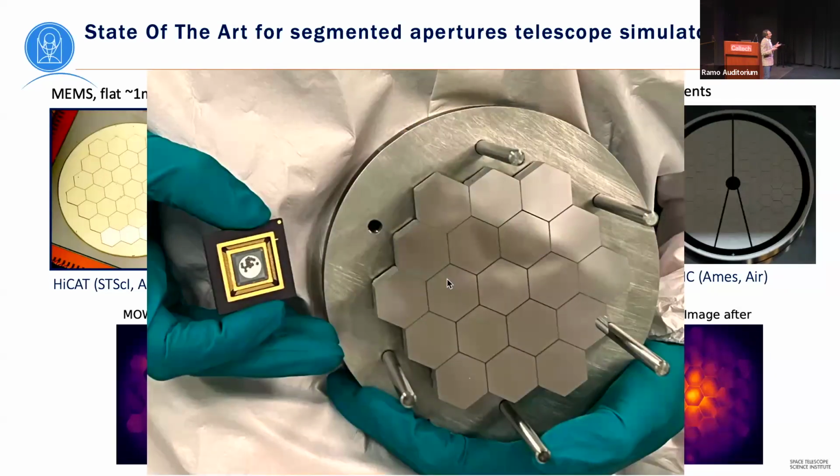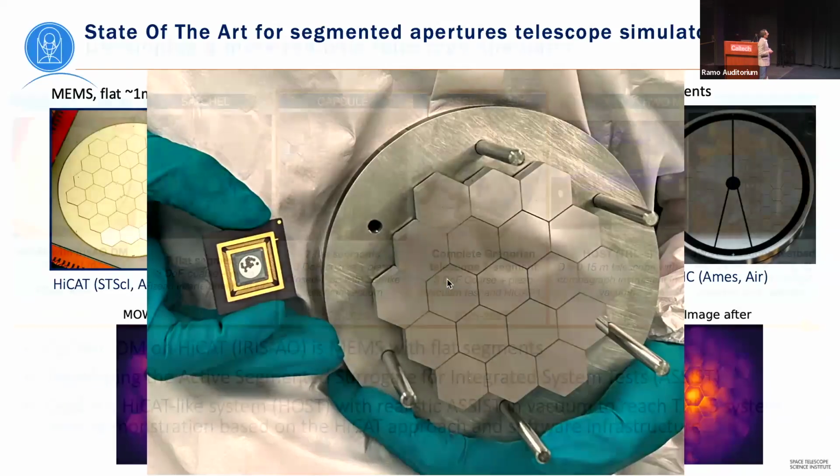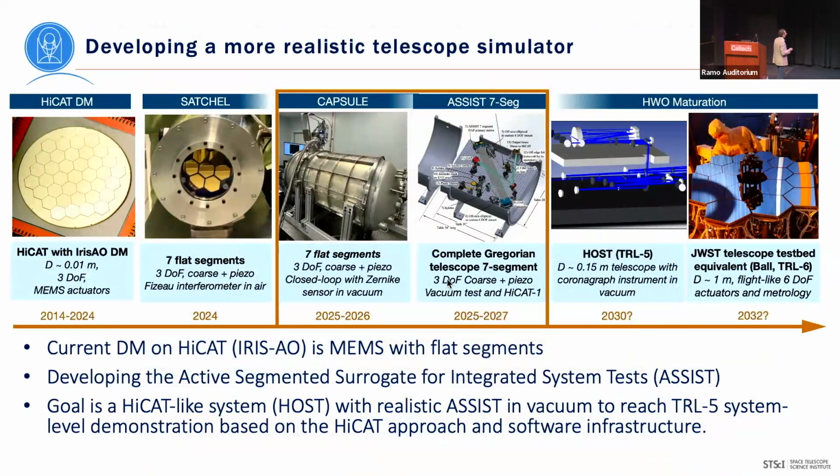So what we'd like to do longer term is something like this, moving away from these unrealistic flat MEMS segments, but building a telescope simulator that's starting to be a little bit more realistic, not something that would be representative of the telescope in flight, just ground equipment to simulate the telescope as the feed to our testbeds. So for that, we've been working on a roadmap.